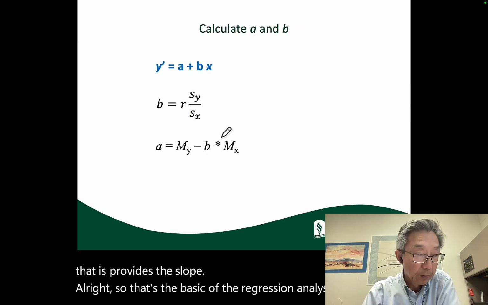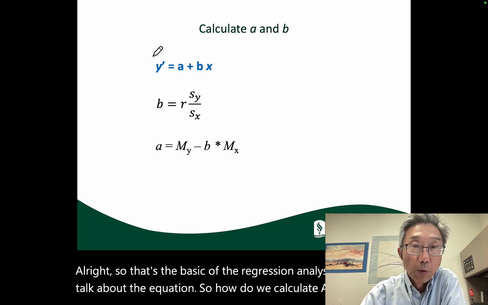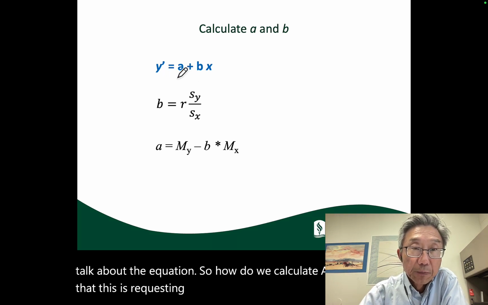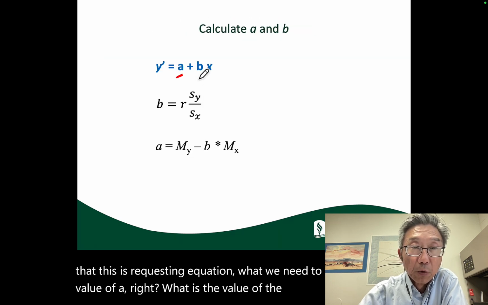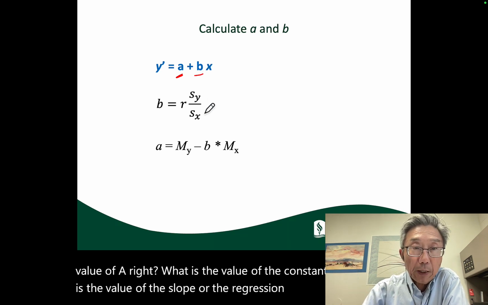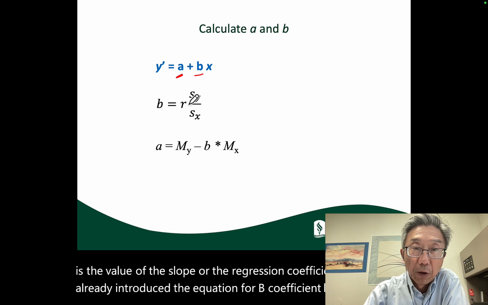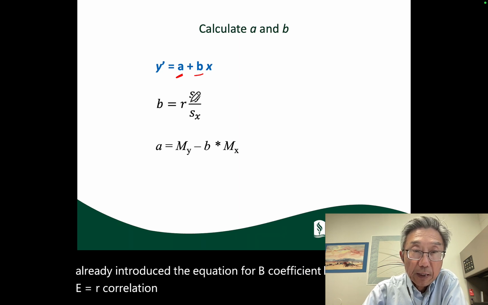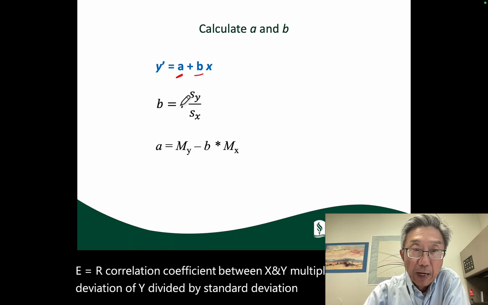All right, so that's the basics of regression analysis. And next, let's talk about the equation. So how do we calculate a and b? Given that this is a regression equation, what we need to find out is the value of a, the constant, and also the value of the slope, or the regression coefficient. We already introduced the equation for the b coefficient last week. So b equals r, the correlation coefficient between x and y, multiplied by the standard deviation of y divided by the standard deviation of x.